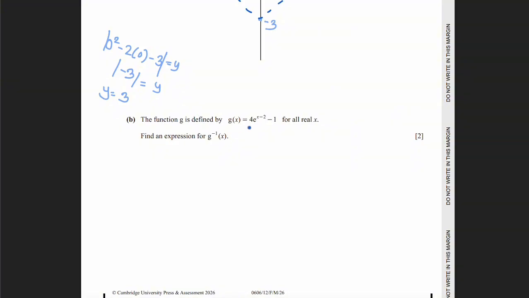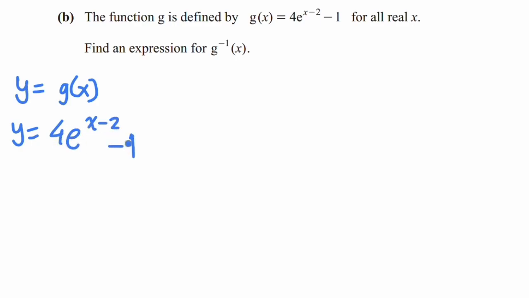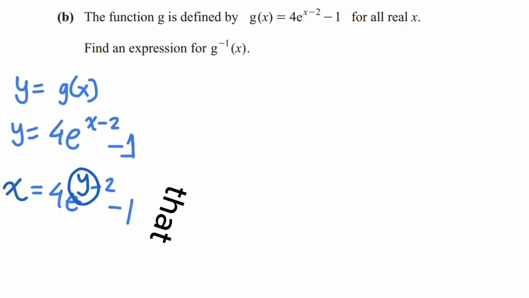Next question. The function g is defined by this for all real values of x. Find the expression for g inverse. Now, listen up closely. We know that any expression can be equated to y. So, y equals g of x, or y equals, we can always write this. Now, to find the inverse function, what we will do is we will interchange y for x. Now from here we will make y the subject, and that would be our expression for g inverse of x.